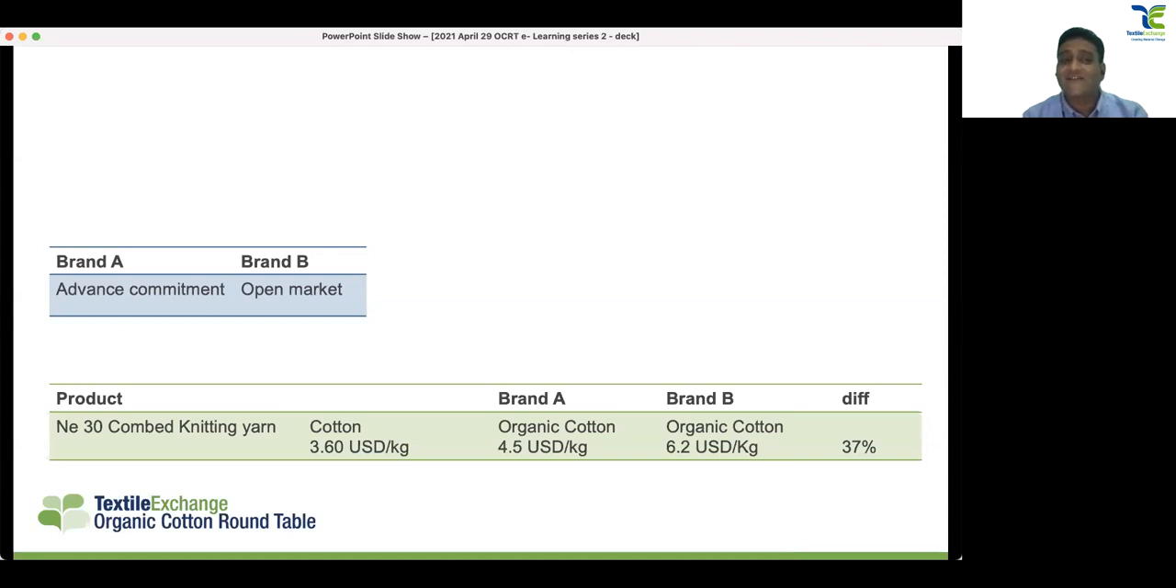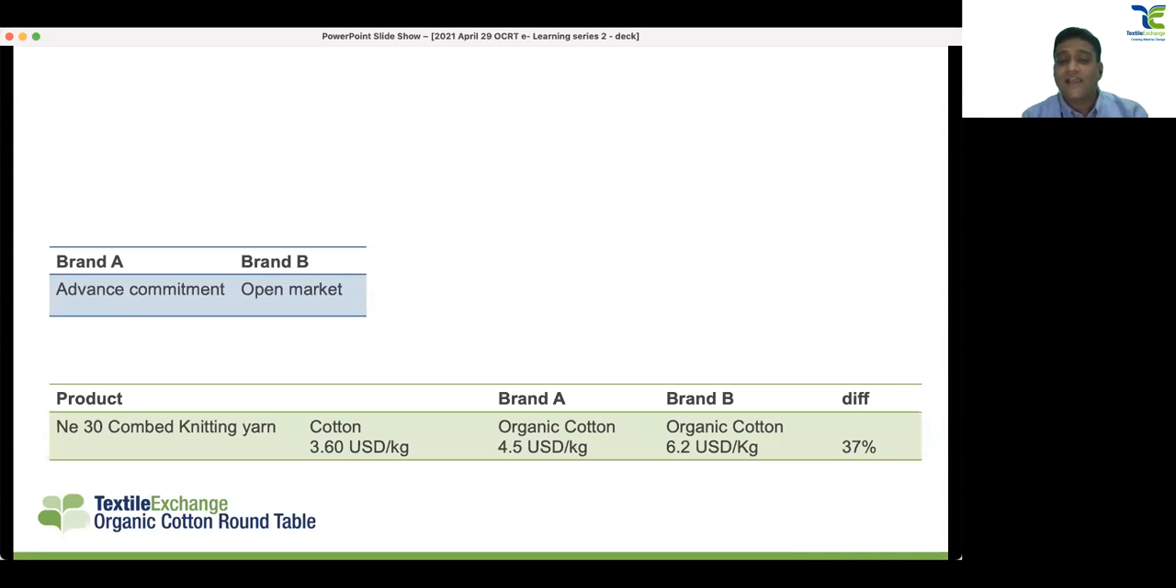Brand A is working on advance commitment, whereas brand B is working on the open market. Whenever the volume is available, they will buy it. Whenever the low price is available, they will buy. They don't work on advance commitment. They don't choose the right sourcing model. Because of that, the price difference between brand A and brand B is almost 37%. And this is just last week's price that we are comparing. It is not just a price on paper, it is an actual shipment that happened last week on the same model.